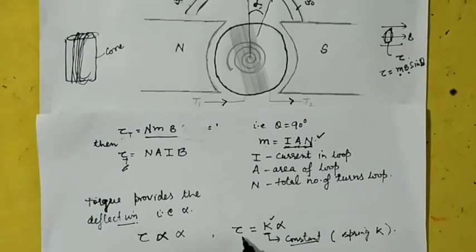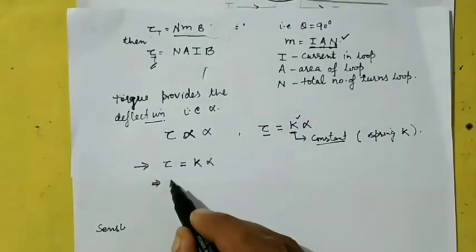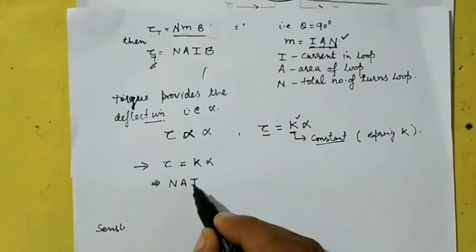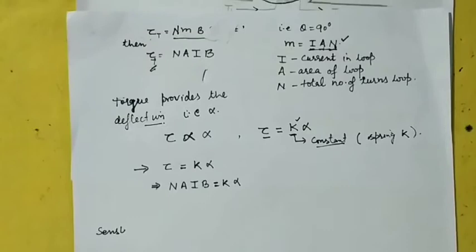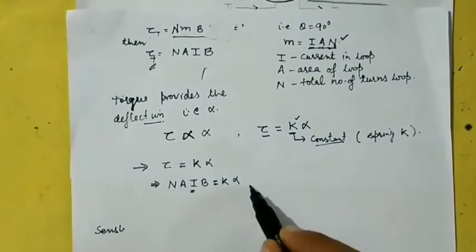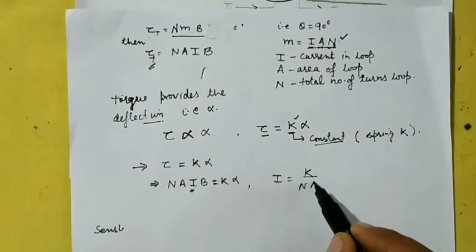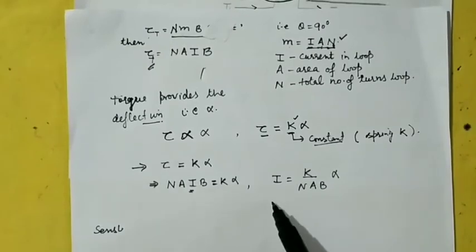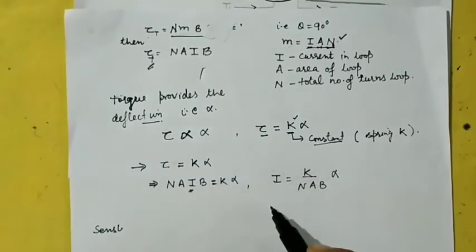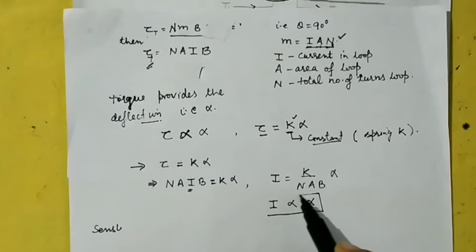Now if you put the value of this torque, we know the torque is equal to capital N A I B, equal to k alpha. So from here we calculate the value of I. Here I is equal to k alpha divided by N A B. So from here you can say that the current is directly proportional to the deflection produced. So this is our second principle.